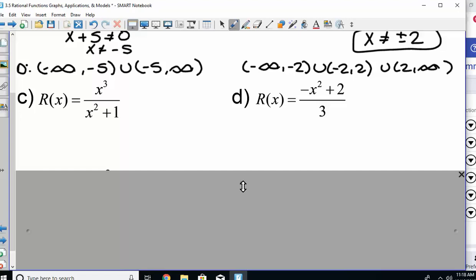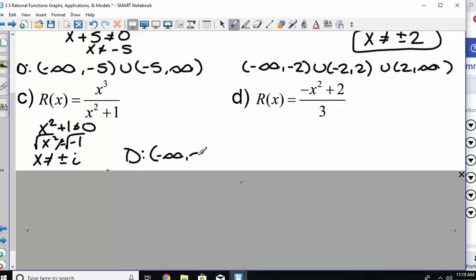On C, if you set your denominator equal to 0, so x squared is equal to negative 1, what happens when you take the square root on this? You get x can't be positive or negative i. Now, in terms of graphing, does that make a difference? No. So if it's imaginary, then our domain is negative infinity to positive infinity. The only thing that makes it 0 is an imaginary number, so we don't count it.